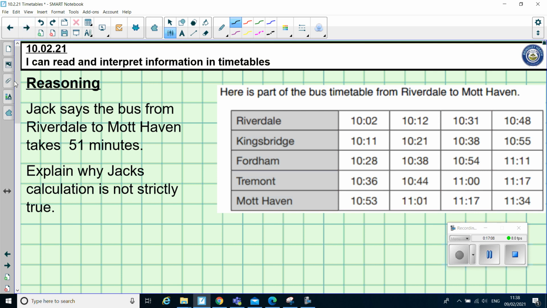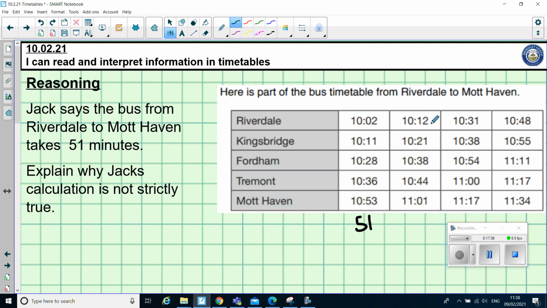Right then, to do this question, we need to work out whether Jack is right. There's a bit of a hint. It says he's not right, so let's check. Rivendell to Mott then. It leaves at 10:02 and it gets there at 10:53. So if I count on how many minutes that is, that bus takes 51 minutes. So that's what Jack says. So at the moment, it's looking like Jack's right. However, my question says he's not right. So let's find out why he's not right.